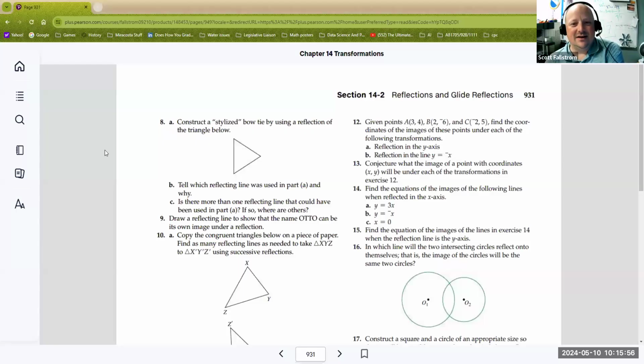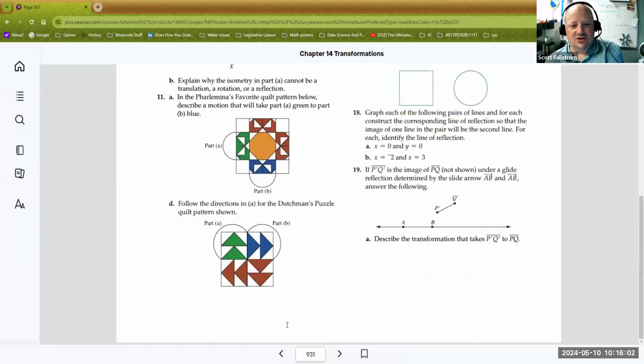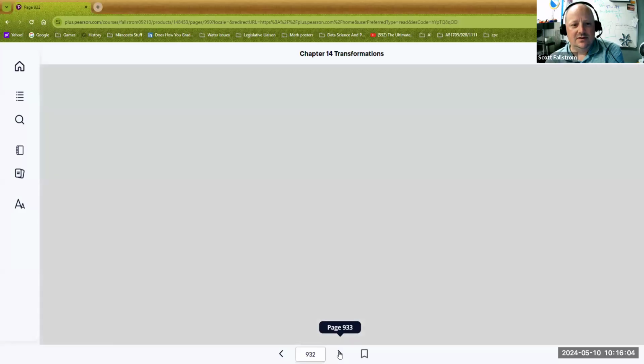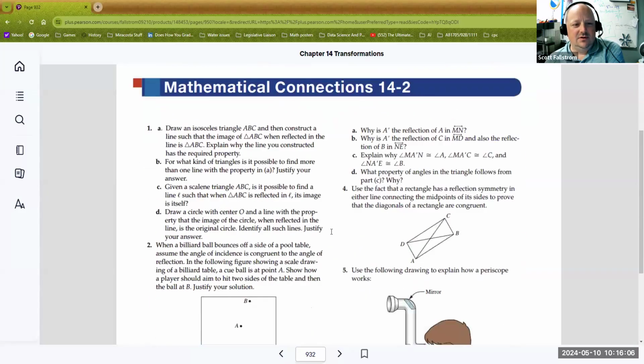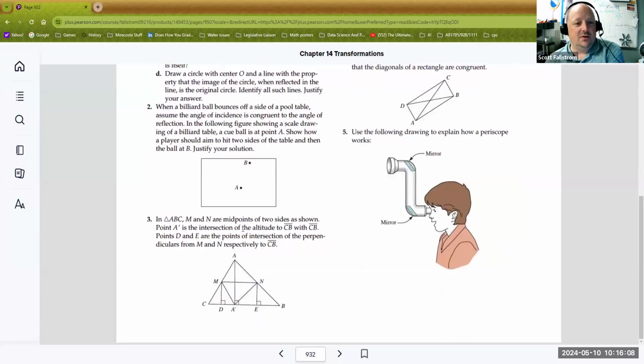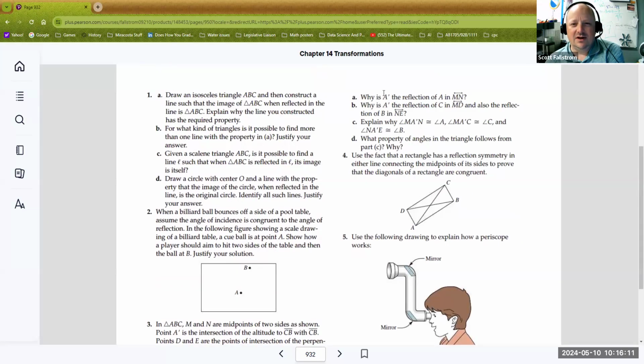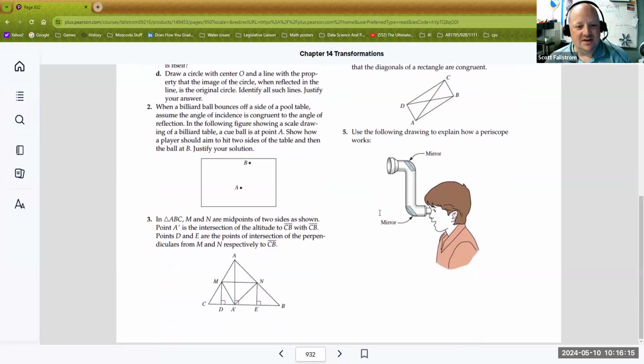Next one, I believe, is an MC, and we're going to go to MC number 3. So let's jump forward a little bit. MC number 2, MC number 3. Here we go. Okay, and we've got A prime, the reflection of C in MD.